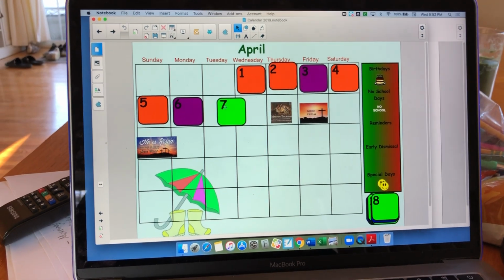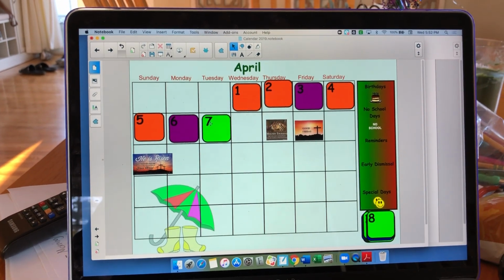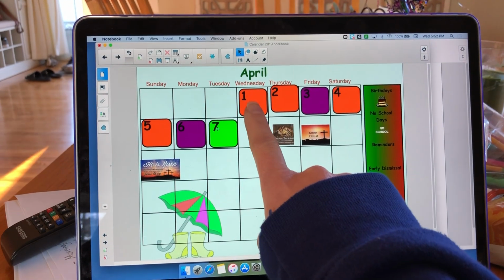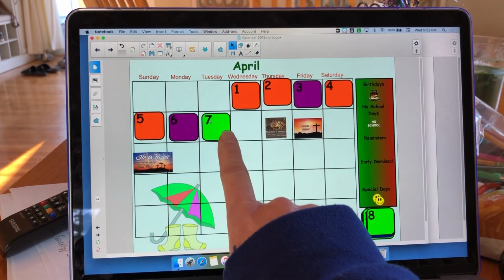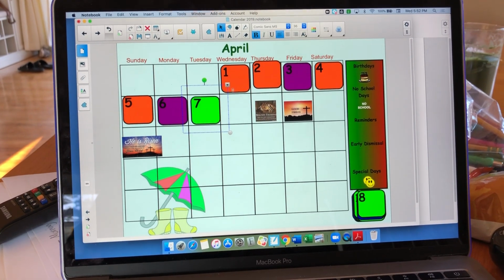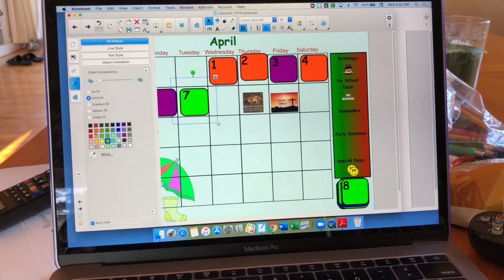7. Is that the right color for the pattern, guys? No, we have an AAB pattern. So we're going to do a color AAB. Orange, orange, purple. Orange, orange, purple. Orange. So we're going to change it to orange.